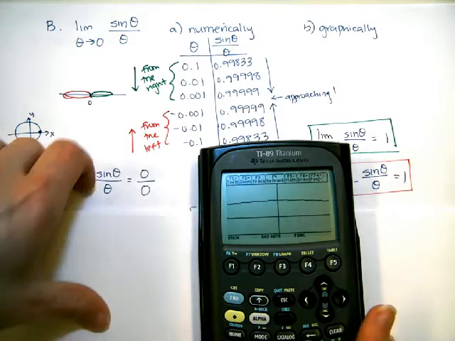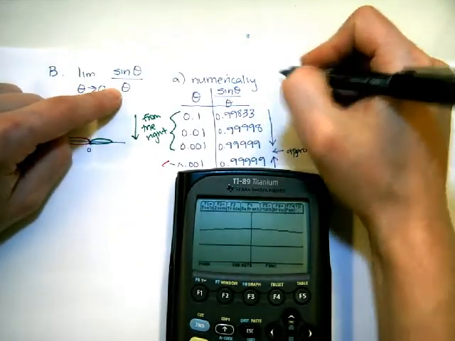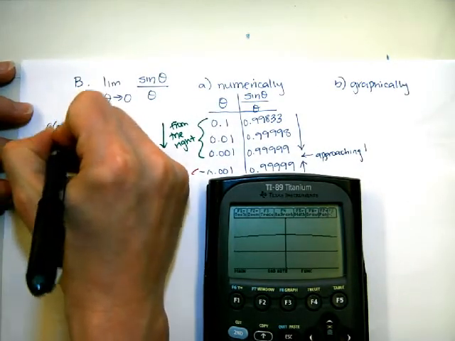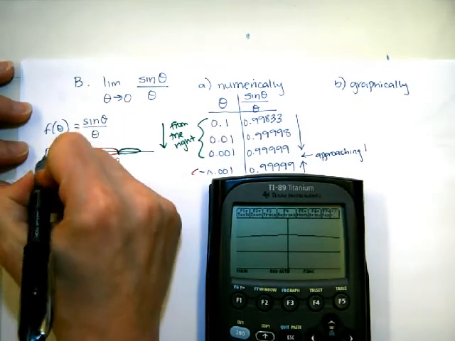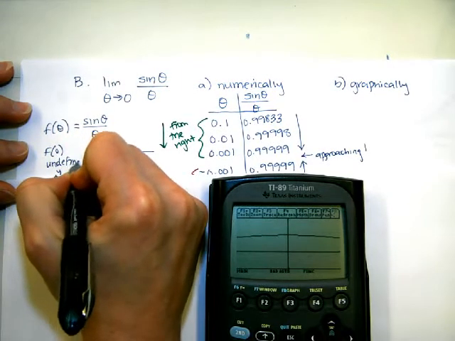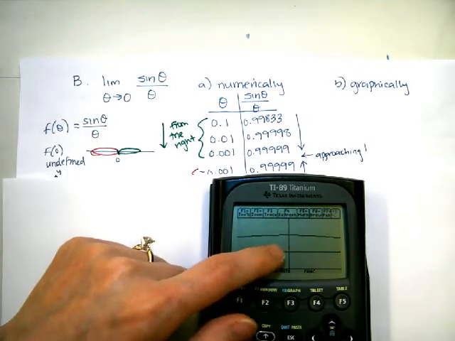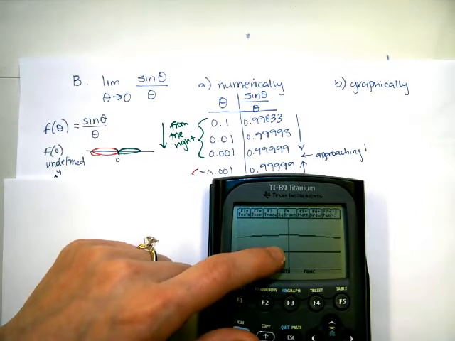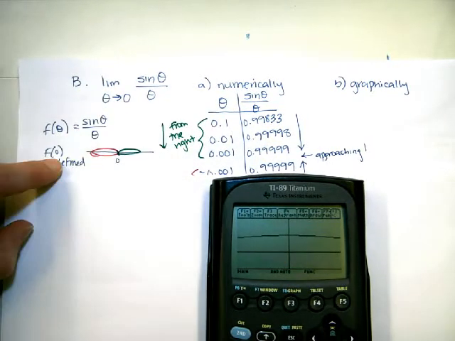Now, one thing, again, that your calculator is not showing you is that if I let my function be, let's say, f of theta is sine theta over theta, f of 0 is undefined, because again, it has that 0 over 0 situation. So your calculator is not going to show you holes, but a hole is right here because the function is undefined at 0.